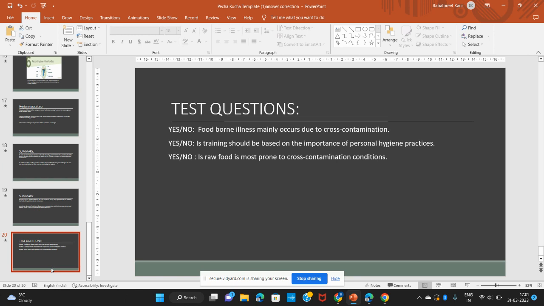So, there are some test questions drawn from the whole presentation. The first one is that foodborne illness mainly occurs due to cross contamination. The second is that training should be based on the importance of personal hygiene practices. And the third is that raw food is most prone to cross contamination. These are the three questions that come from the presentation.